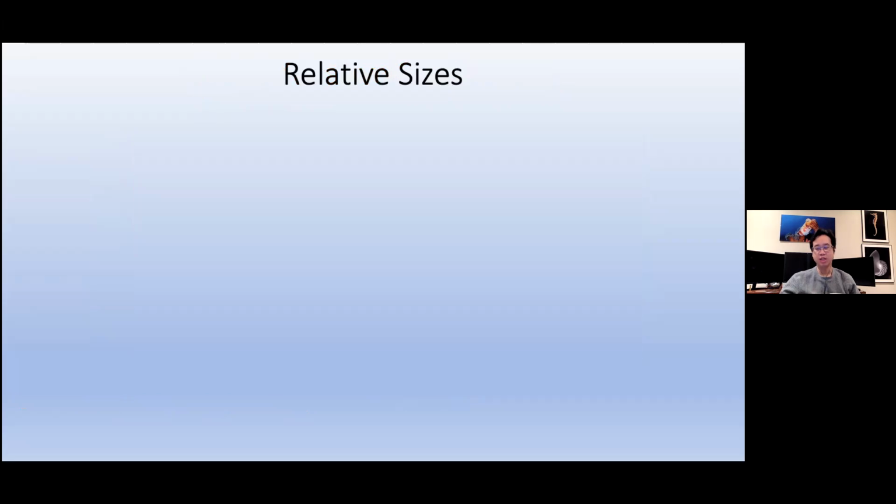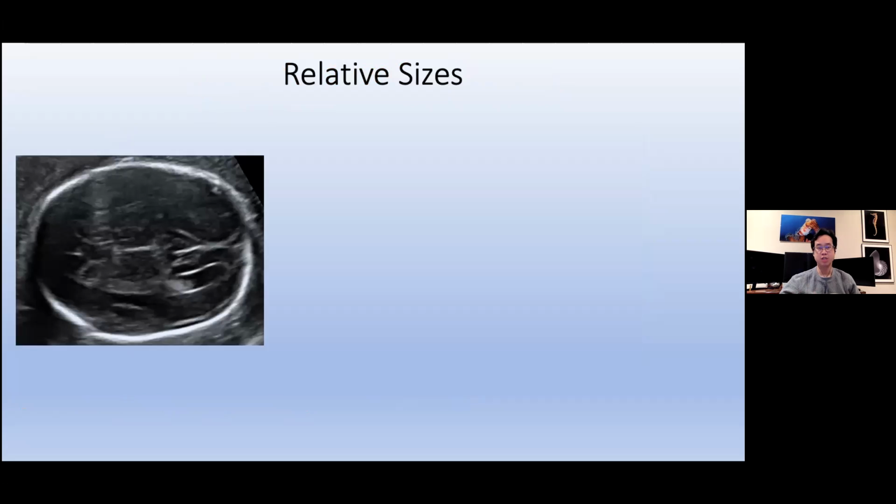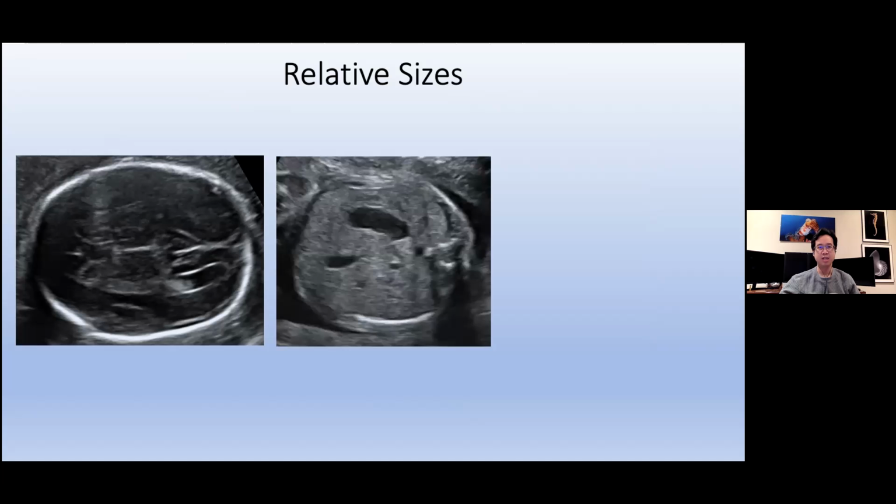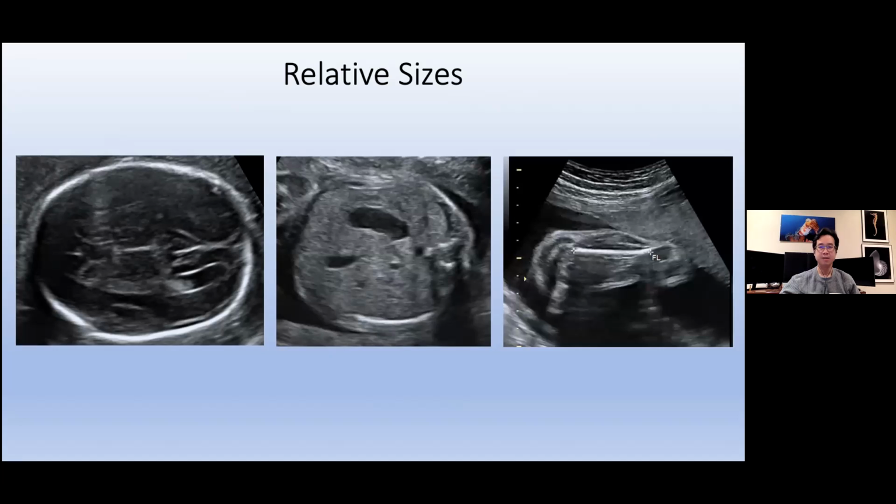So let's look at the different structures of the fetus if we scan through and we don't change the settings on our machine, okay? So this is the size of what the head would look like if you want to just look at that. The abdomen is a little bit smaller. So if you look at it, that's the relative size of the abdominal circumference compared to the head. And this is the femur length.